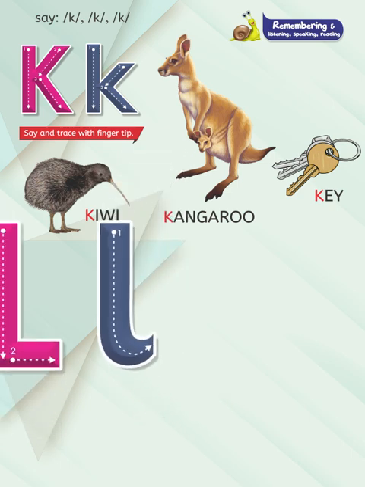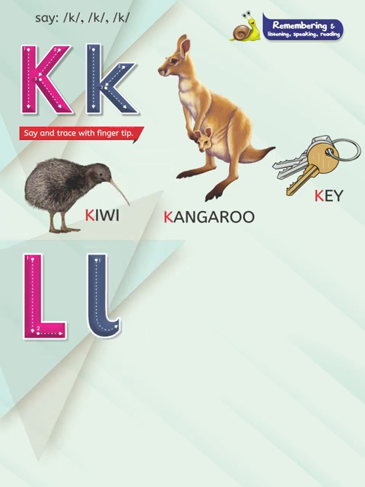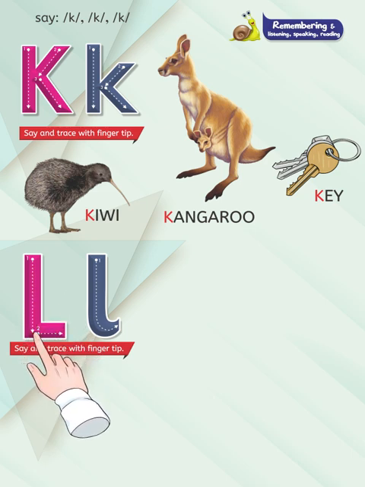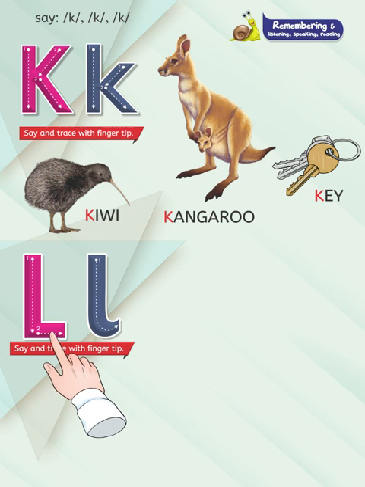The letter L, uppercase, is written in two strokes, starting at a point as shown in the pattern. Start from the top and pull down a straight vertical line. Draw a line across at the bottom.